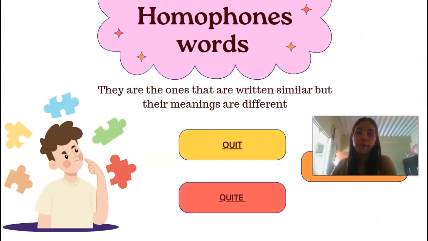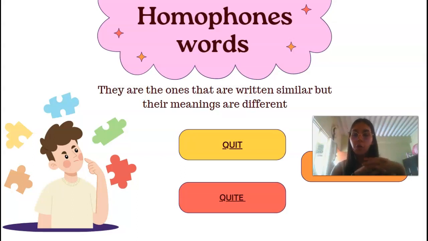Also, we can find homophonous words. What is a homophonous word in Spanish? I understood it in my school. Yeah, in English it is similar. Homophonous words are ones that sound similar but their meanings are different.